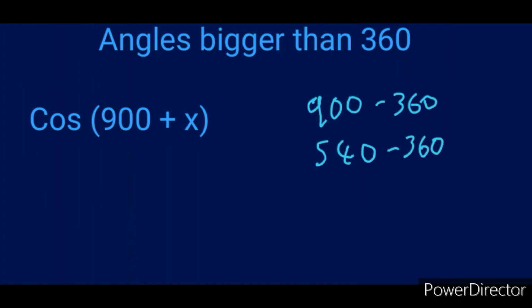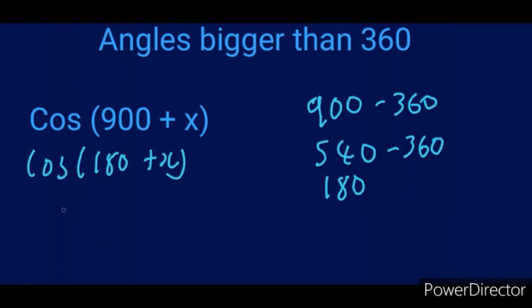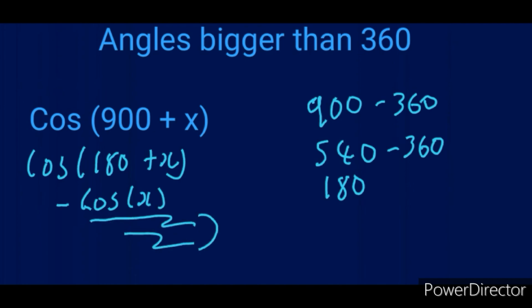We're gonna get 180. So if we substitute 180 in place of 900, we'll end up having cos 180 plus x. So we know that 180 plus x is in the third quadrant, and in the third quadrant, cos is negative. And there we have it. We have solved the situation. So, next we're going to deal with negative angles.